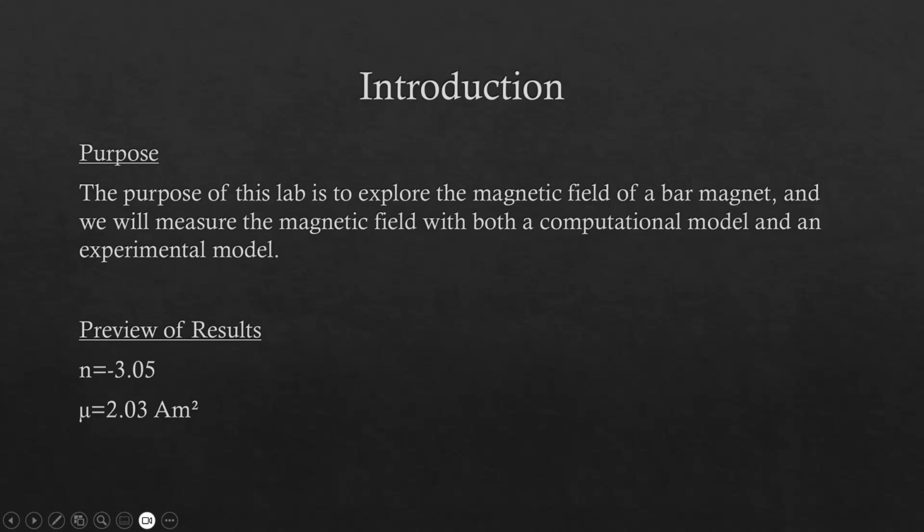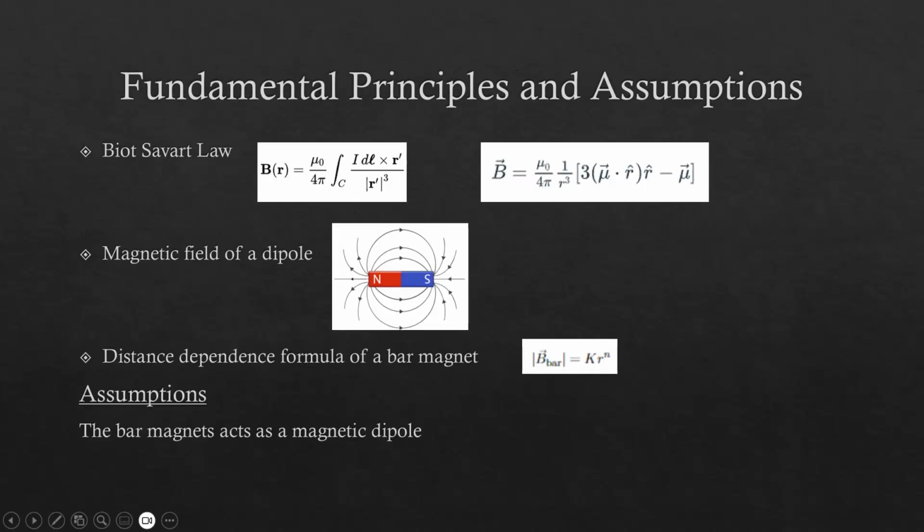So, a preview of the results: the value for n we got is minus 3.05 and the value for the magnetic dipole is 2.03. Some fundamental principles and assumptions we're going to be making: we're going to be using the Biot-Savart law. We're going to be using the magnetic field of a dipole, which states that the magnetic field exits from the north and enters from the south. And we're going to be using the distance dependence formula of a bar magnet. An assumption we're making is that the bar magnet acts as a magnetic dipole.